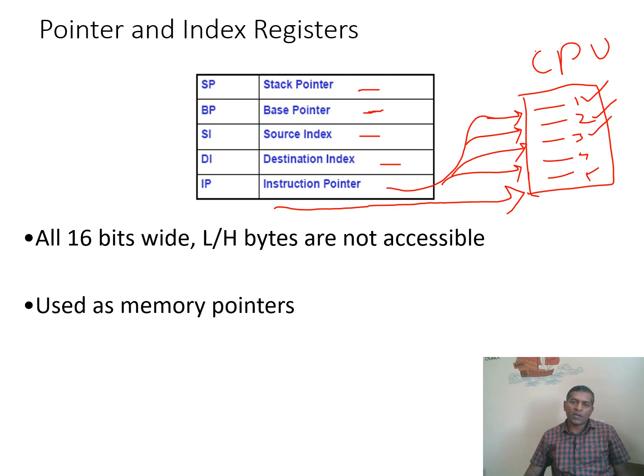All these are 16-bit registers, and IP has to be used as a 16-bit register only. There is no higher byte, lower byte, or 8-bit register accessible. The total has to be used.